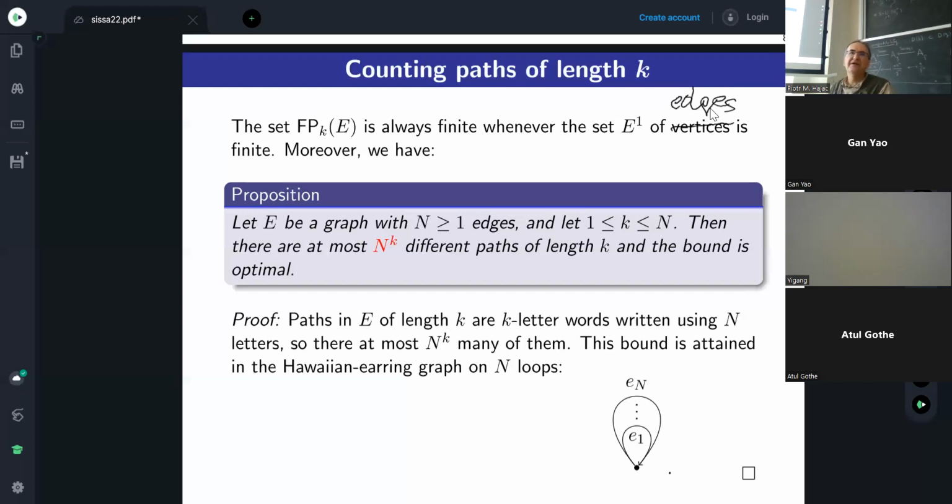That's the Hawaiian earring graph. And you have simply n loops with just one vertex at the beginning and the end of all of them. And this is how you can write any path of length k. Take E1 up to En, then for the next word, E1 to En, you obviously have n to the power k choices. So the bound is optimal. And mind you, I have loops, and if I would look at all finite paths, it is obviously infinite, because I can twist around for as long as I want. If I just don't fix my length, then I have obviously infinitely many finite paths.